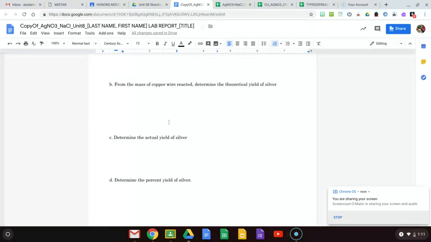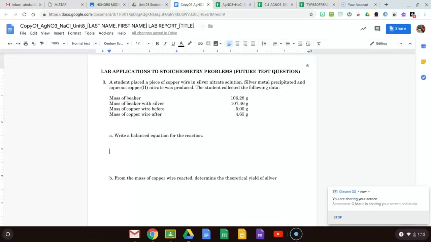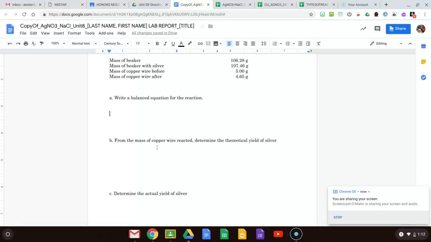And then here is a sample calculation that I do want you to do. This is related to everything we've been doing, and it's just what's going to be similar to your unit test. So I have data here. I want you to write the balanced chemical equation. It says I put copper wire and silver nitrate. I think you've done this reaction before. I put copper wire and silver nitrate, and I get silver and copper 2 nitrate. So write a balanced chemical equation for the reaction.